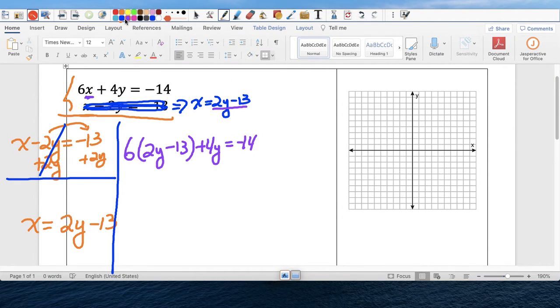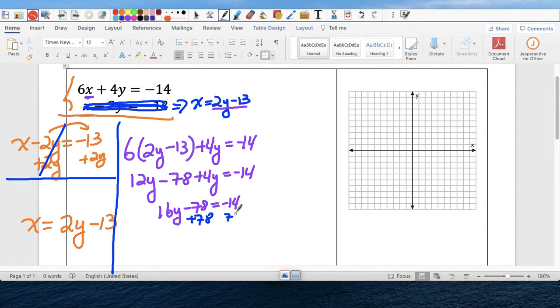That allows me to have an equation with one variable, which I can obviously solve. So we get 12y minus 78 plus 4y equals negative 14. Combine like terms, we get 16y minus 78 equals negative 14. It's a two-step equation, guys. Plus 78 on both sides. So we get 16y equals, what is that, 64? Divide both sides by 16, and y equals 4.